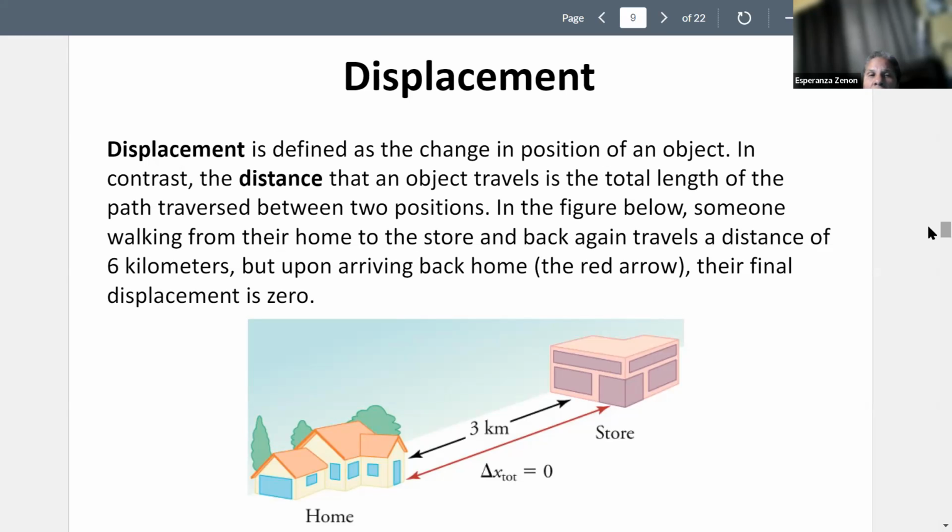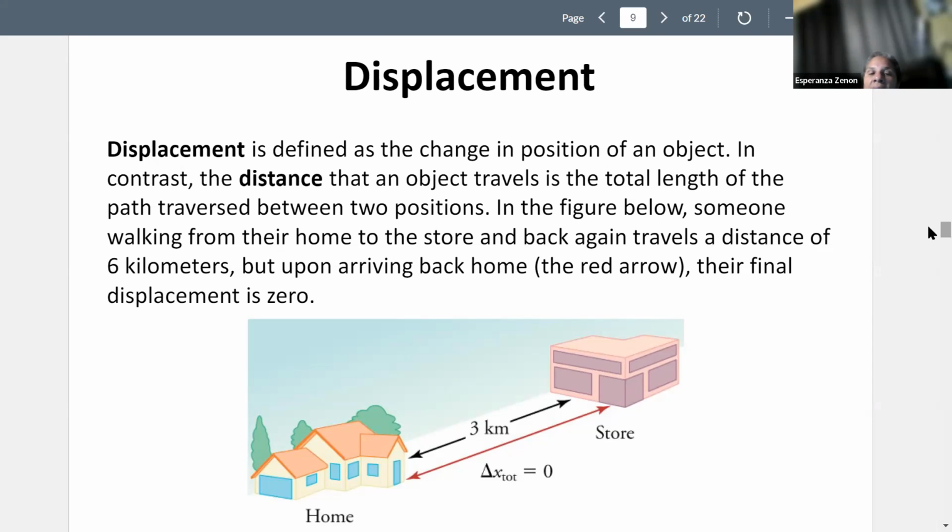Okay. So you see in the picture here, they're using home as kind of like your starting point. So if a person goes from home to the store and you look at the distance they travel, it's 3 kilometers because that's how far they went.